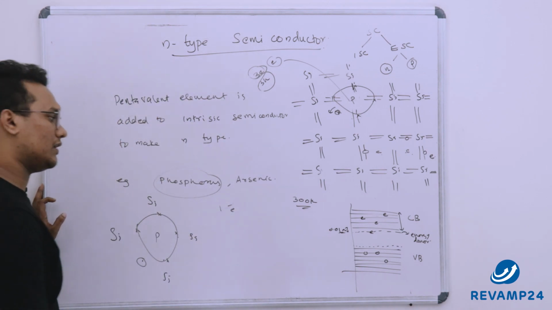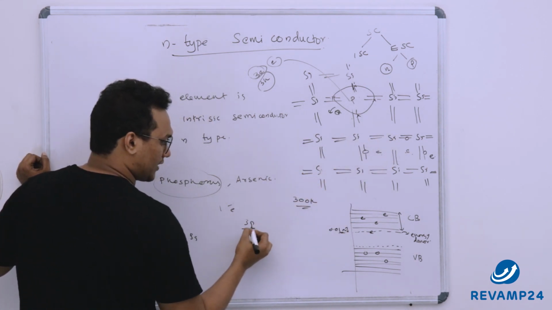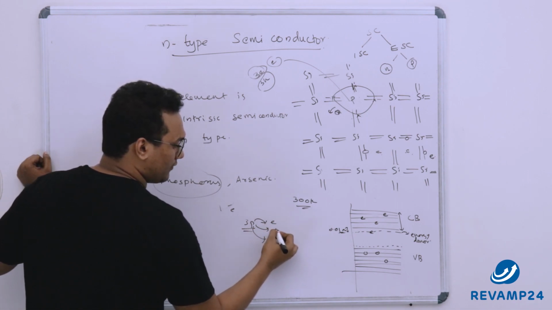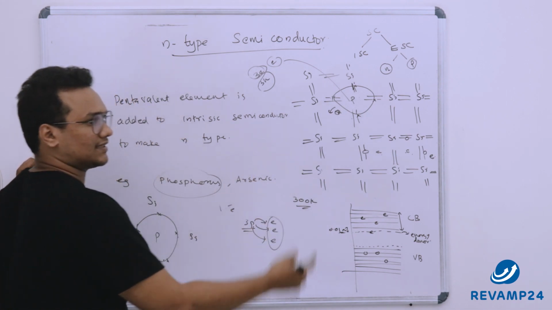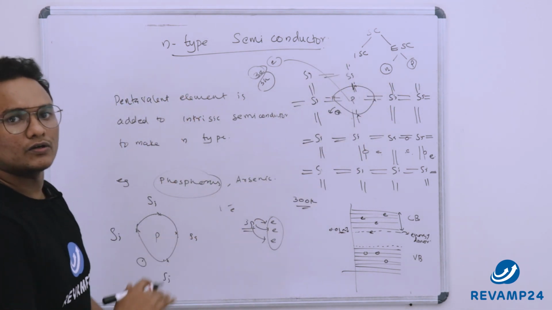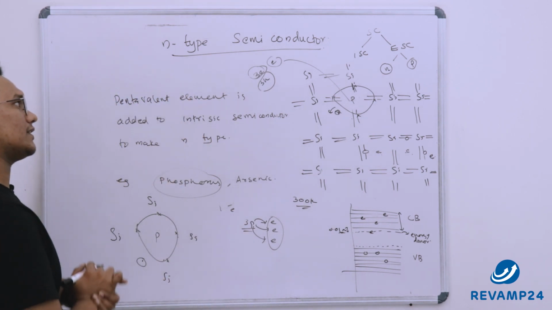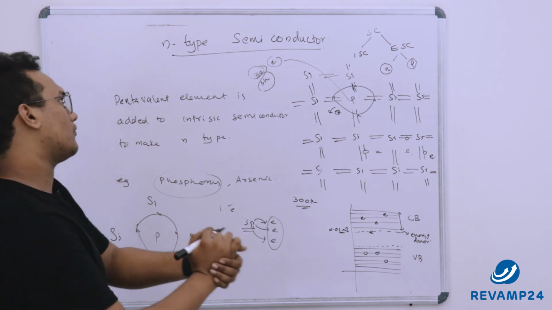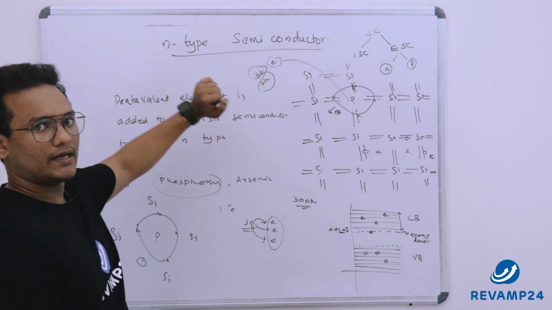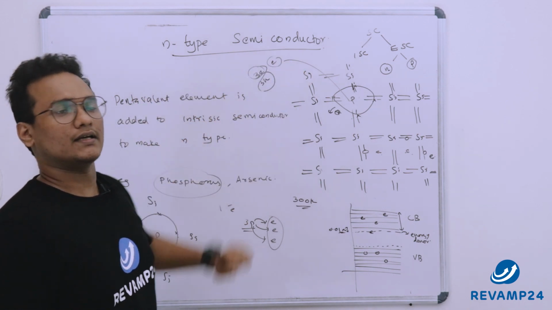So say for example, if I have added 3 phosphorus atoms, each phosphorus atom will give 1 excess electron. So this will have 3 electrons in excess. Now in addition to that, it will have electron hole pairs generated due to the thermal energy. So always when you are counting the total number of electrons and total number of holes, in N-type semiconductor, the number of electrons would be more than the number of holes. So this is called N-type semiconductor.